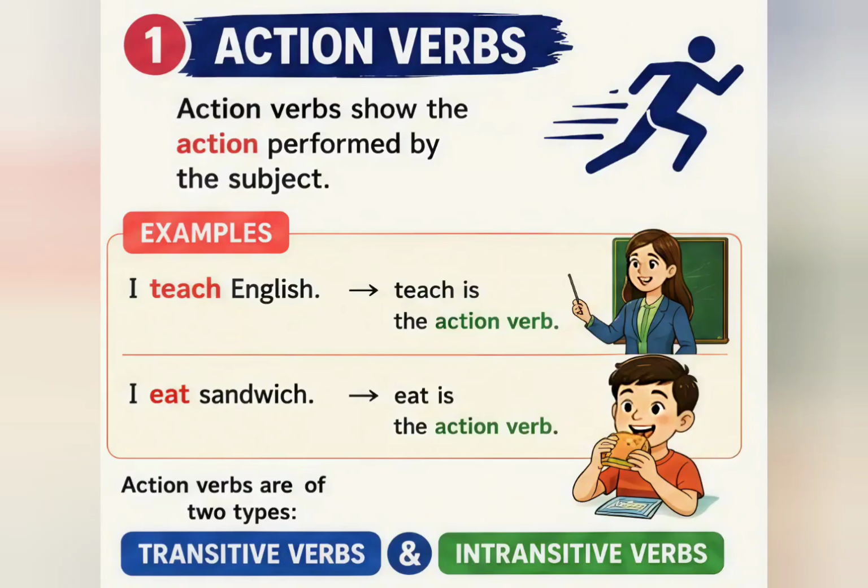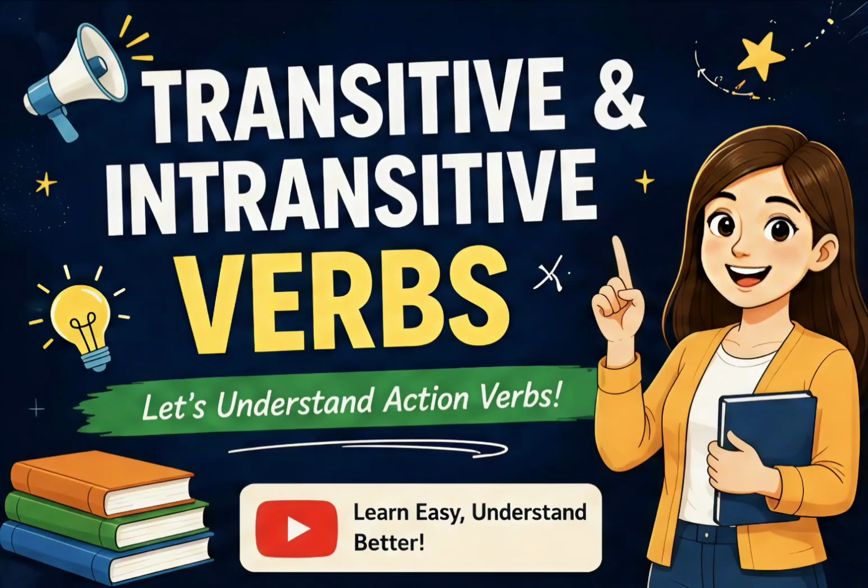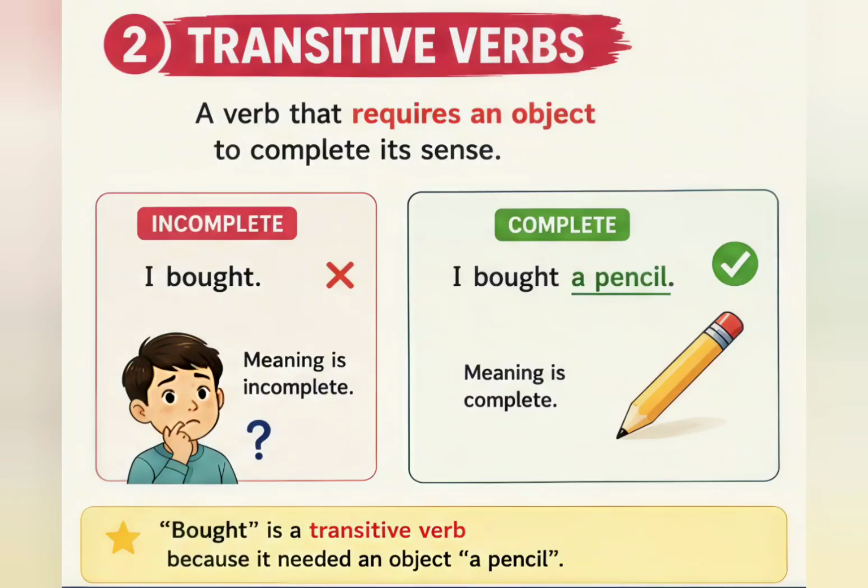Alright, now class, understand that action verbs are again subdivided into two types. That is transitive verbs and intransitive verbs. Now what are transitive verbs? Transitive verbs are verbs which require an object to complete their sense. For example, if I say, I bought. Even though the sentence carries the subject I and the verb bought, the sentence is still incomplete. So we have to add an object in order to convey the complete meaning of the sentence. So I add, I bought a pencil. So bought becomes an example of a transitive verb which requires an object, a pencil, to convey a complete meaning.